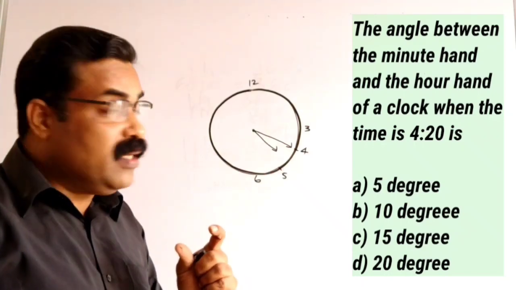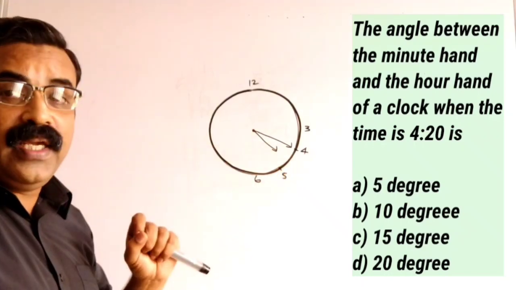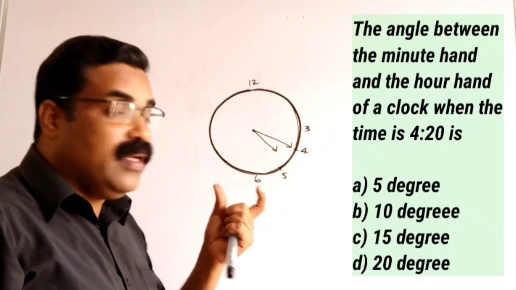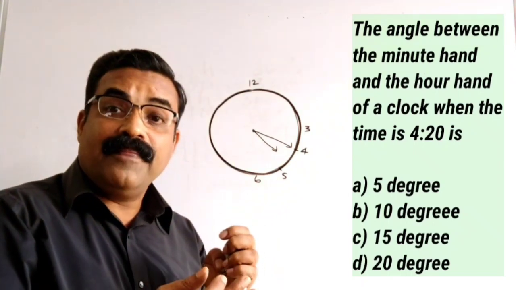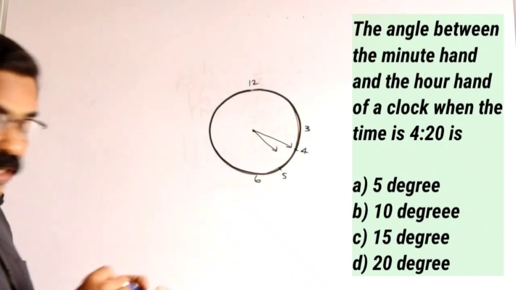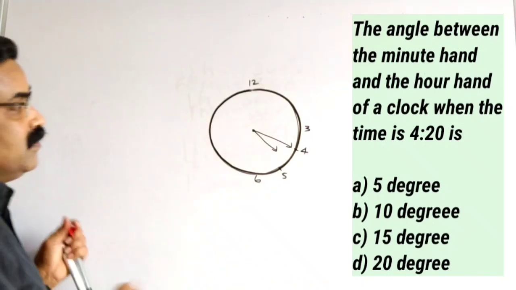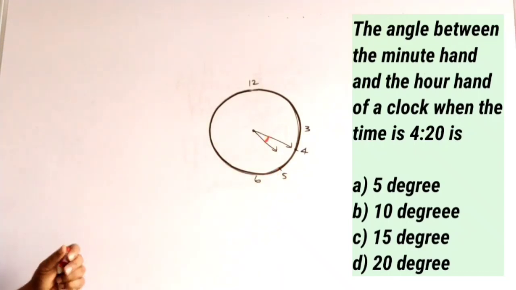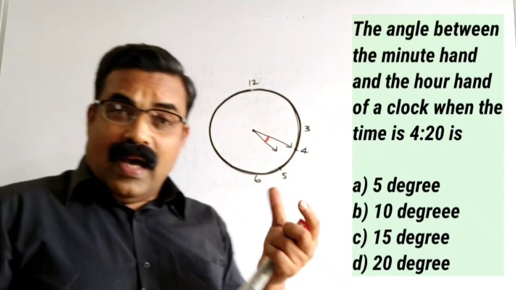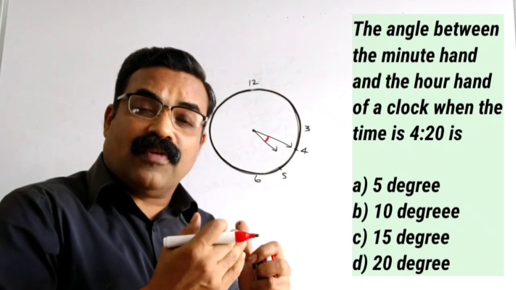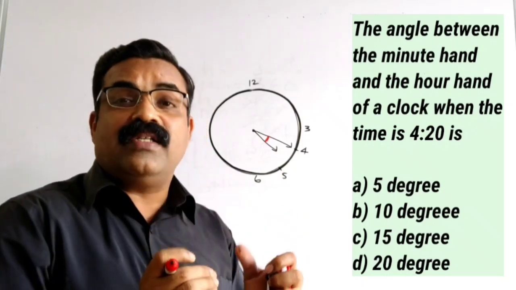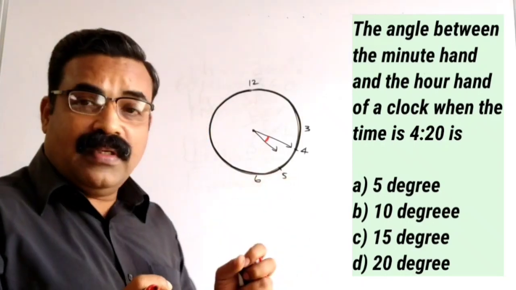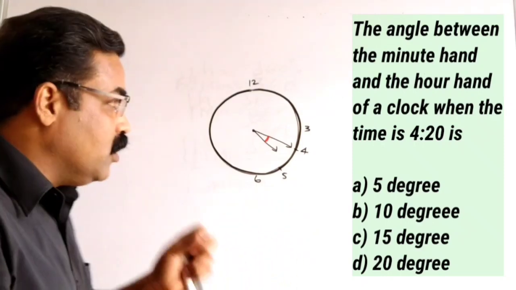What is given in the question? When the time is 4:20, what is the angle between the minute hand and the hour hand? So we need to find out this angle between the hour hand and the minute hand. That is the question. I'm telling you how to solve these types of questions very quickly. Within seconds, you can find out the answer. So that method is what we are going to use now.